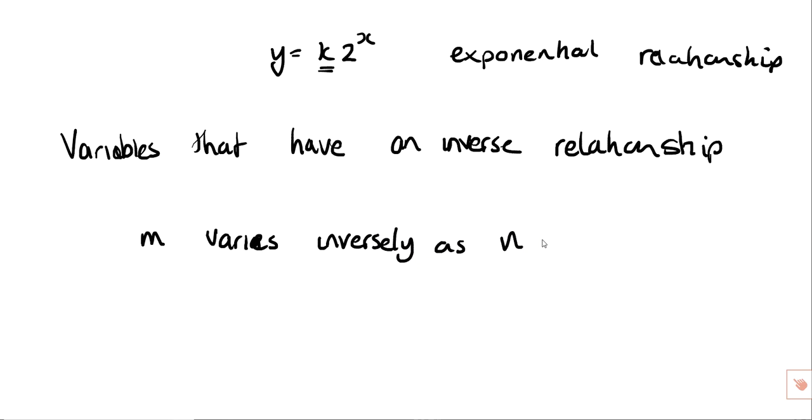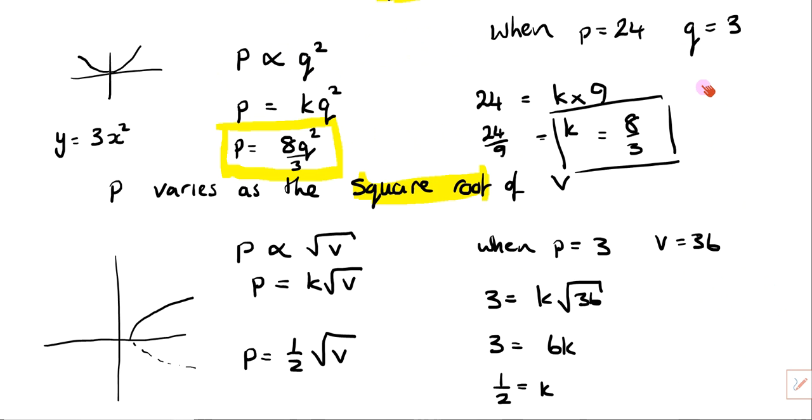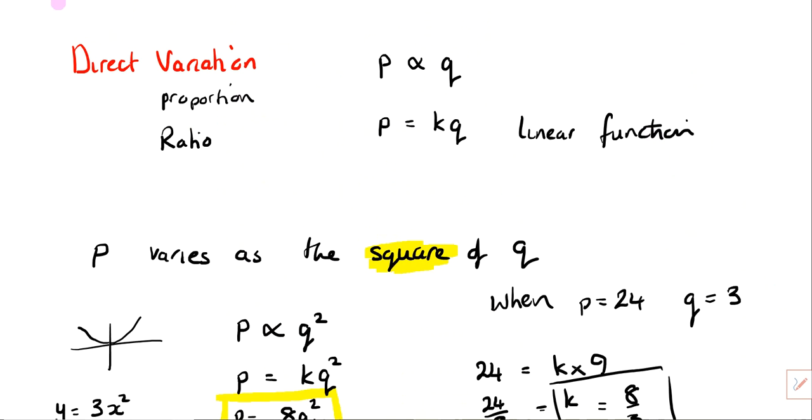That's when n is multiplied by a number, and the other is divided by the same number. Exactly, which is an inverse operation. So let me just add up to here. The direct variation stuff, we can simplify to when one increases, so will the other one. If P decreases, so will Q.